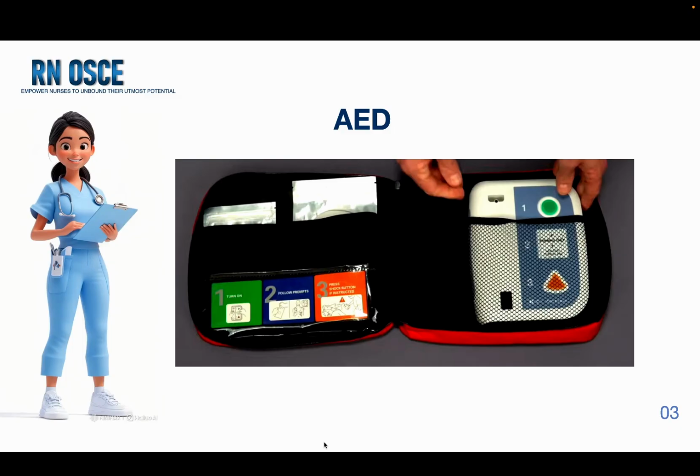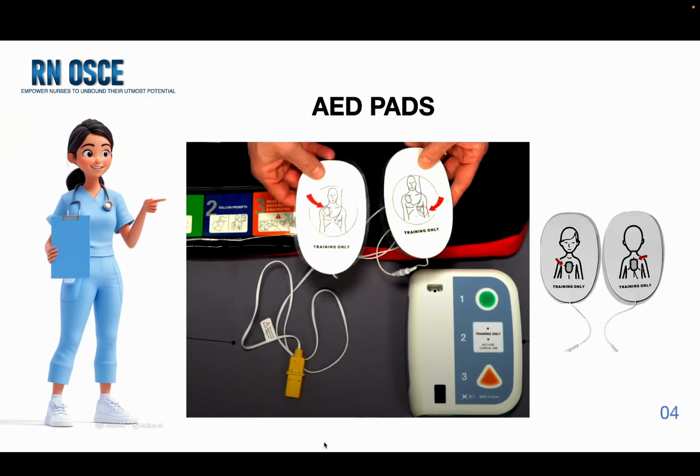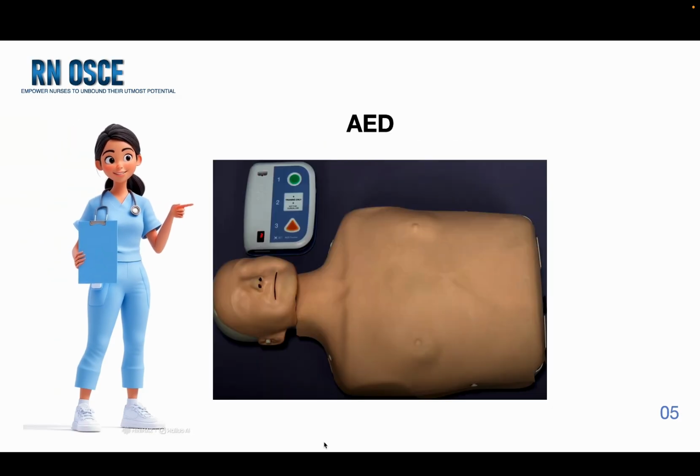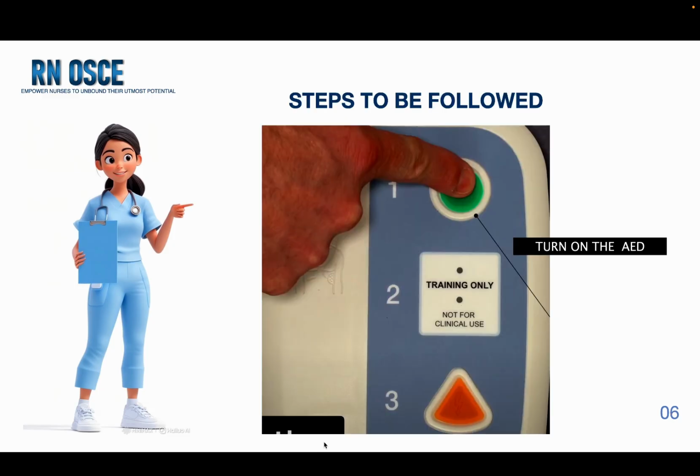Once you receive the AED, open it and you will find both adult and child pads. Keep the pads close to the patient for easy access. The first and foremost step to operate an AED is to turn it on and follow the voice prompts. You will be instructed to apply the pads and connect the cables.